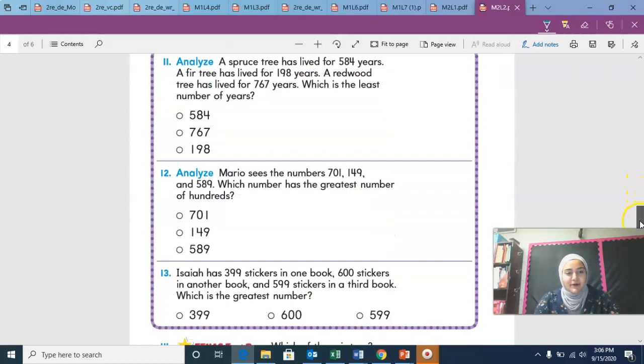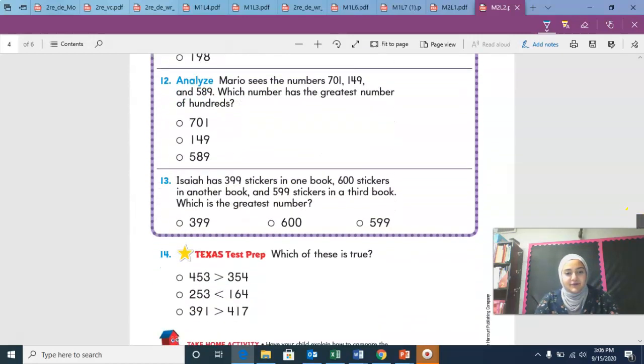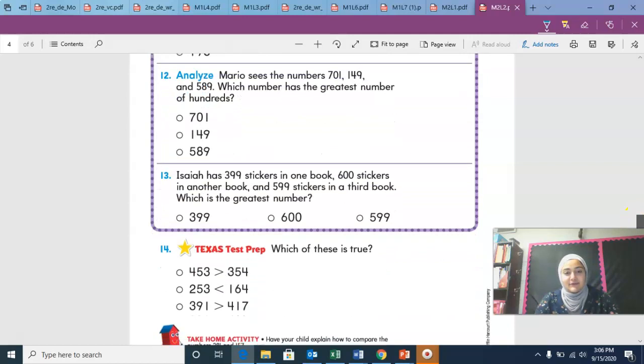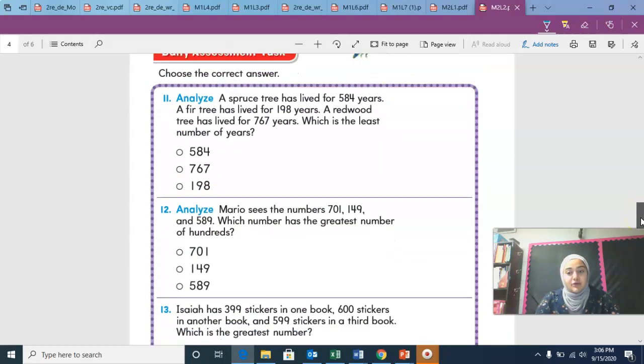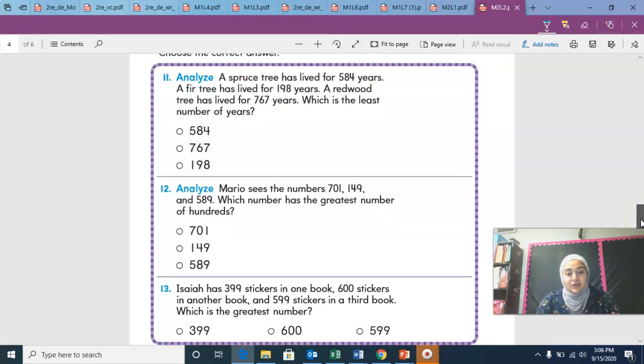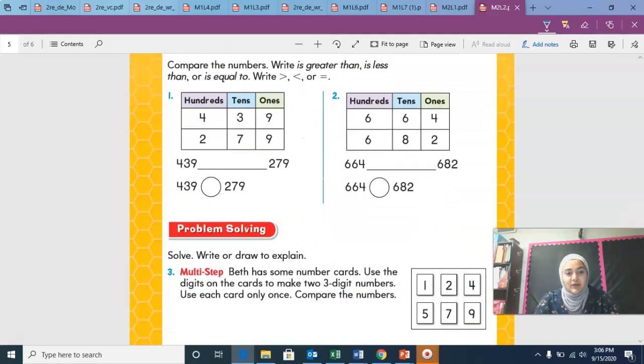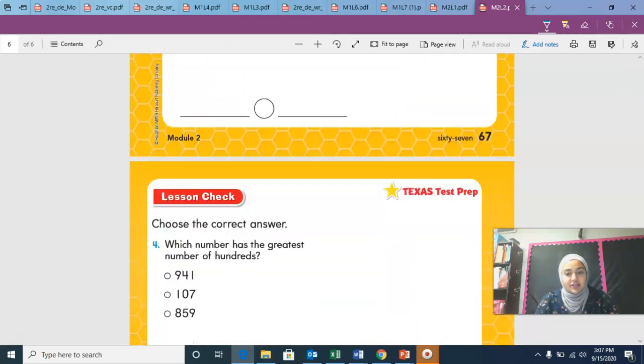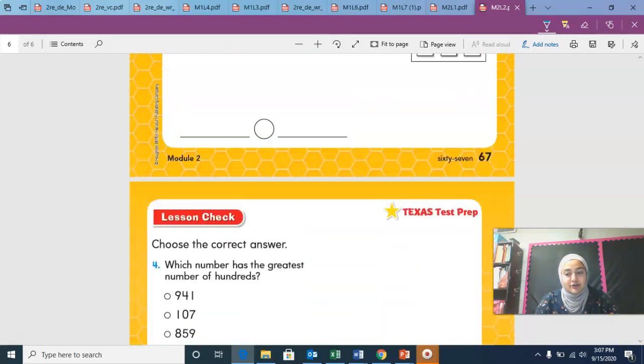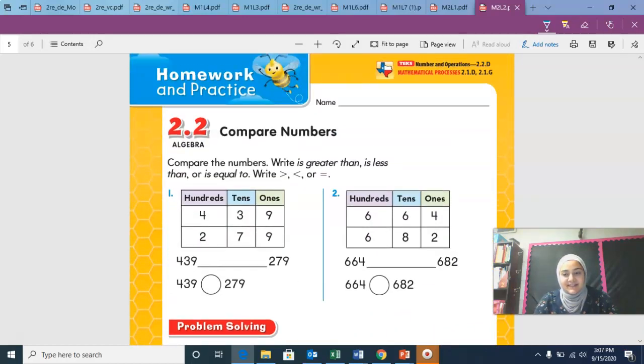All right, number 11, 12, 13, and 14 are very easy. You will do those on your own. Make sure you show me your place value chart. That's that ones, tens, hundreds chart, and you draw the lines between each digit. You will do number 2, you will do the yellow page, 67 and 68 on your own, and turn those in to me, please.